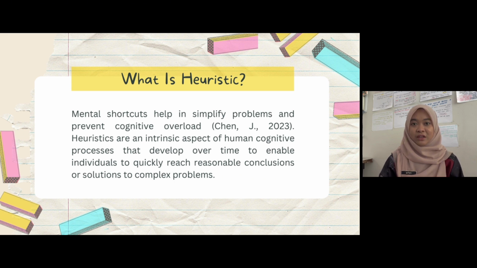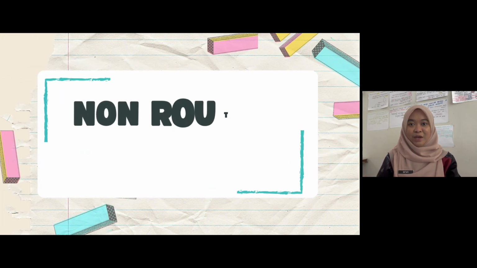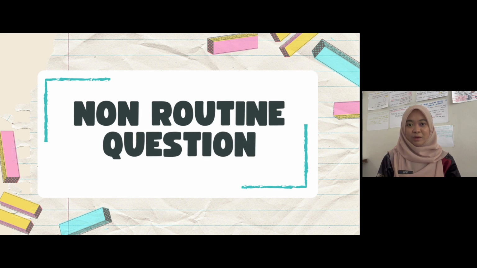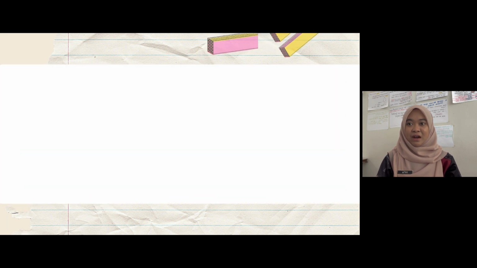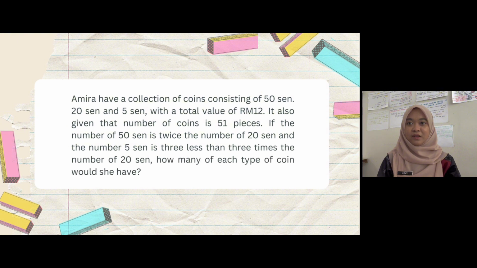and also cognitive capacity. For task A, for computational thinking, we are required to develop a non-routine problem and apply it with computational thinking technique. Okay, so this is my question about non-routine problem. So the question is, Amira have a collection of coins consisting of 50 cent, 20 cent and 5 cent with a total value 12 ringgit. It is also given that number of coins is 51 pieces.